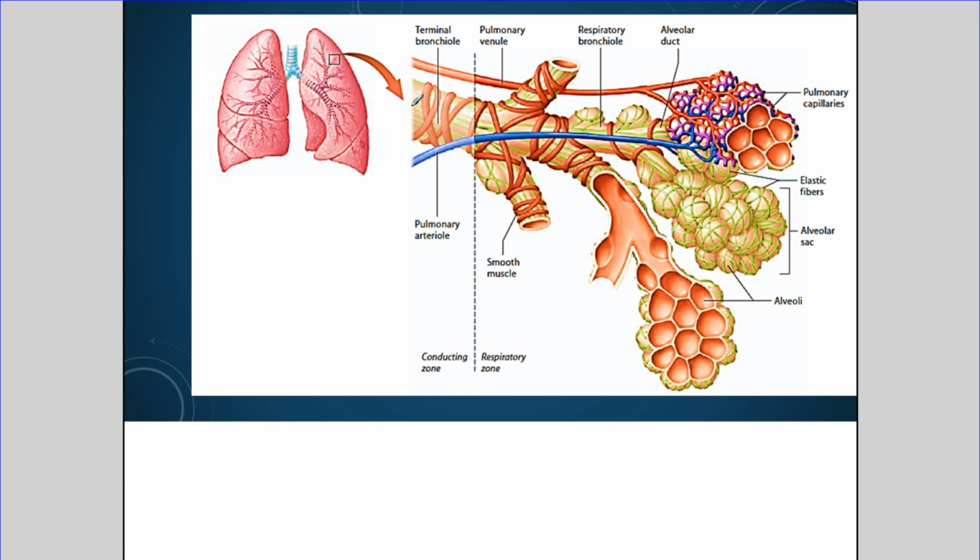And so what we know is, we know that blood comes in through the right ventricle.